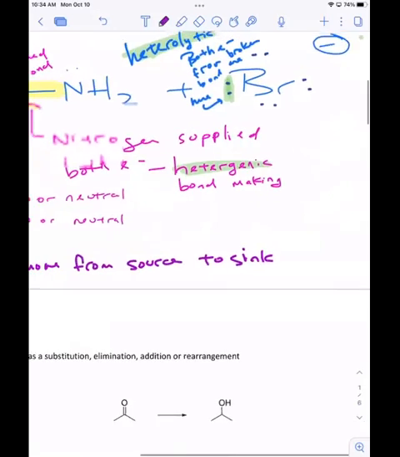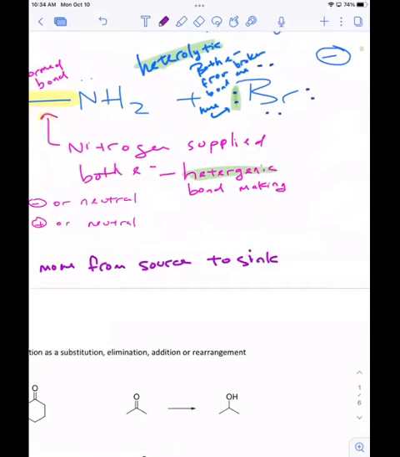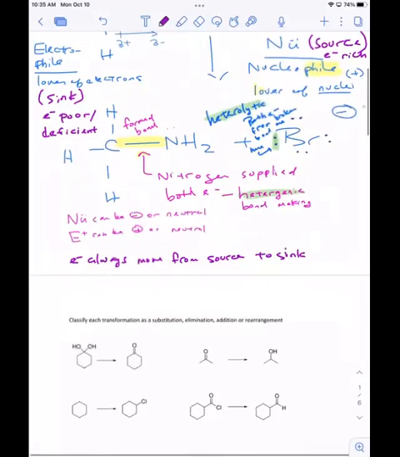That doesn't change. I don't care what your electrophile is, what your nucleophile is. Electrophile will never give away electrons. Nucleophile will never accept electrons. It's always the opposite. Source to sink.